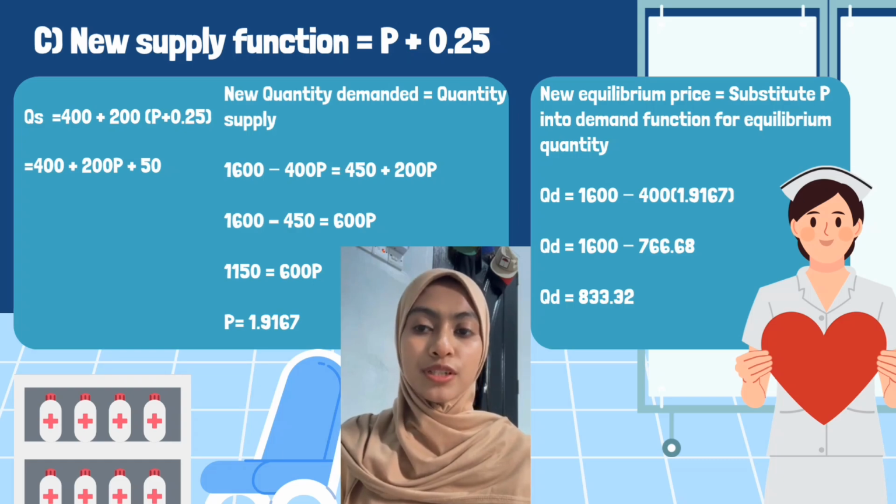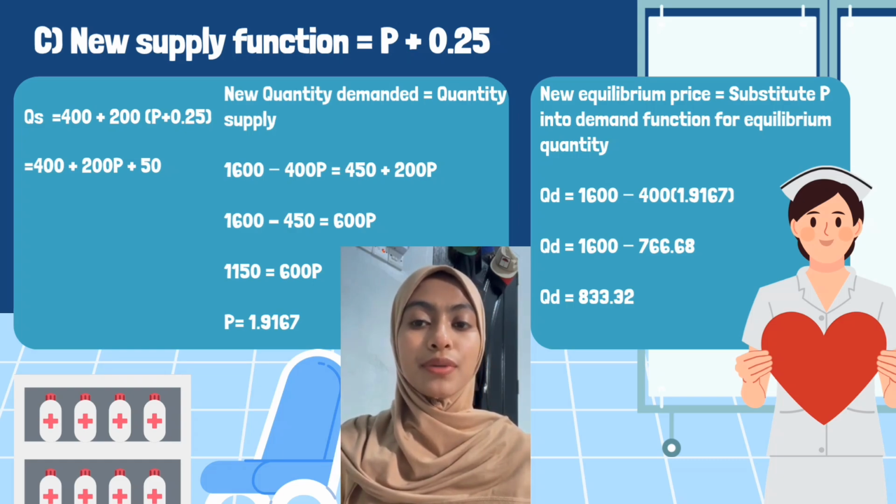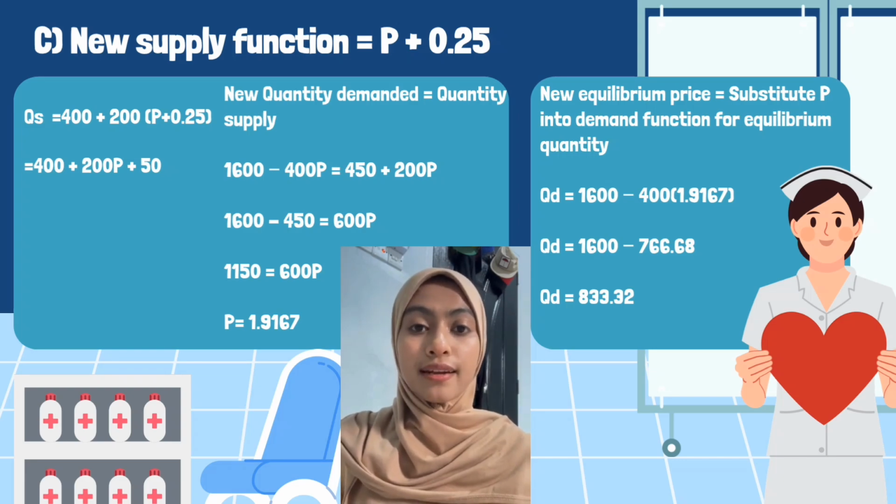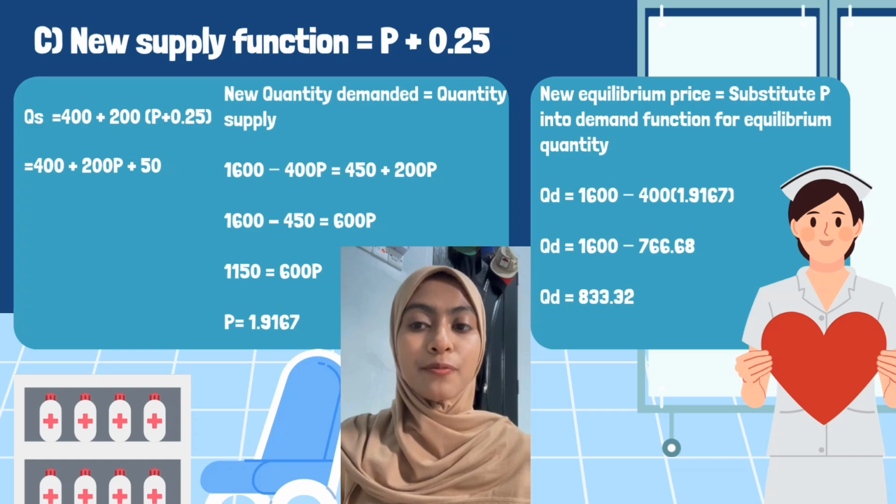Originally, the supply function was QS equals 400 plus 200P. With the subsidy, the new supply function becomes QS equals 400 plus 200(P plus 0.25), which simplifies to QS equals 450 plus 200P. Next, we equate the demand and supply to find the new equilibrium price. 1600 minus 400P equals 450 plus 200P. Solving this, we get P equals 1.92.